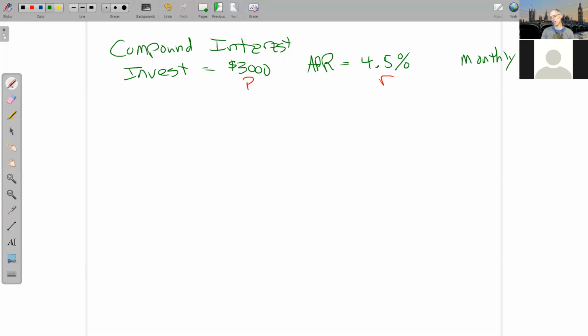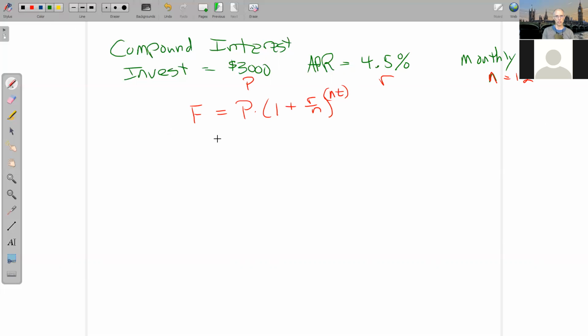So the problem might say, hey, we're compounding monthly, or it might just say you get interest every month. If you see the month in there, that means n is equal to 12. So if no other information is given, then I can start filling out the formula. So my formula is F equals P times parentheses 1 plus R over N, parentheses to the power NT, and sometimes the power needs parentheses, depending on your calculator.